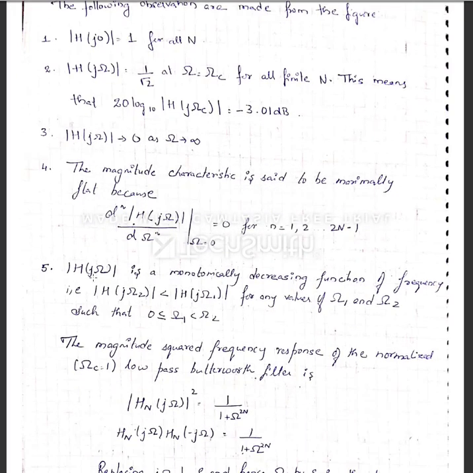Fine. Okay, this H of j omega is a monotonically decreasing function. You see a gradual negative slope. Mathematically, they have represented it as: H of j omega 2 will be less than H of j omega 1 for any values you consider for omega 1 and omega 2.